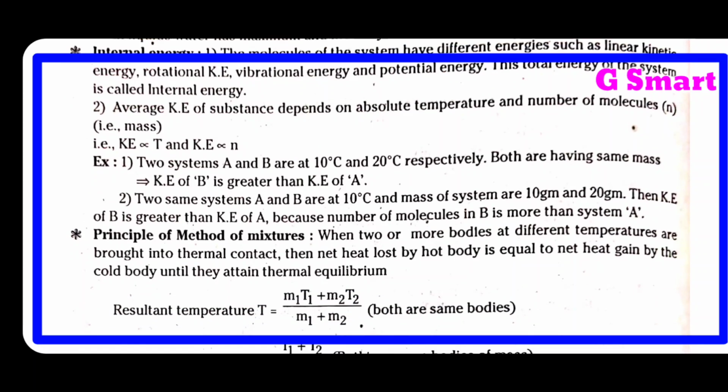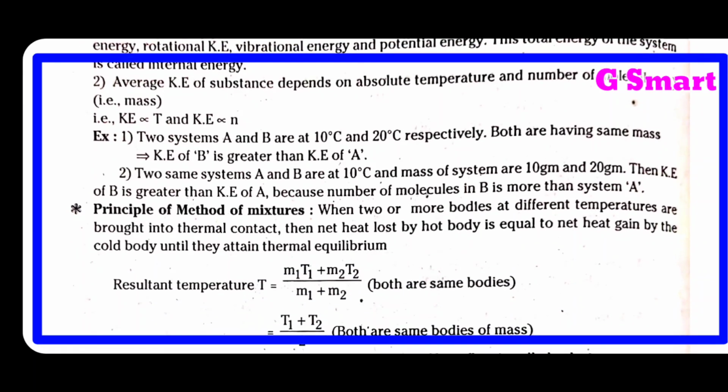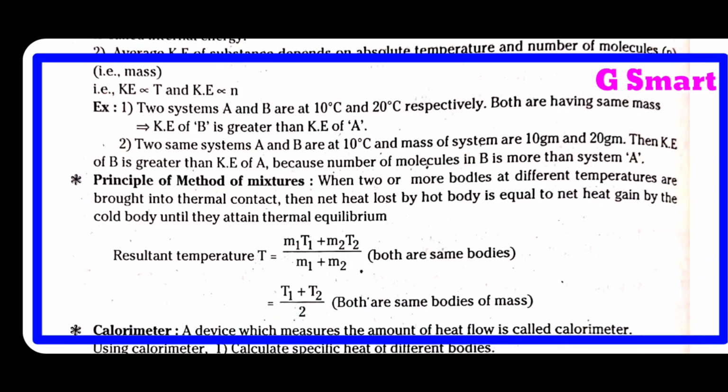For example, let us see. Two systems A and B are at 10 degrees centigrade and 20 degrees centigrade respectively. Both have the same mass. Kinetic energy of B is greater than that of A because B has more temperature than A. Two same systems A and B are at 10 degrees centigrade, so temperature is constant, and the masses of the systems are 10 grams and 20 grams. The kinetic energy of B is greater than that of A because the number of molecules of B is more than system A.